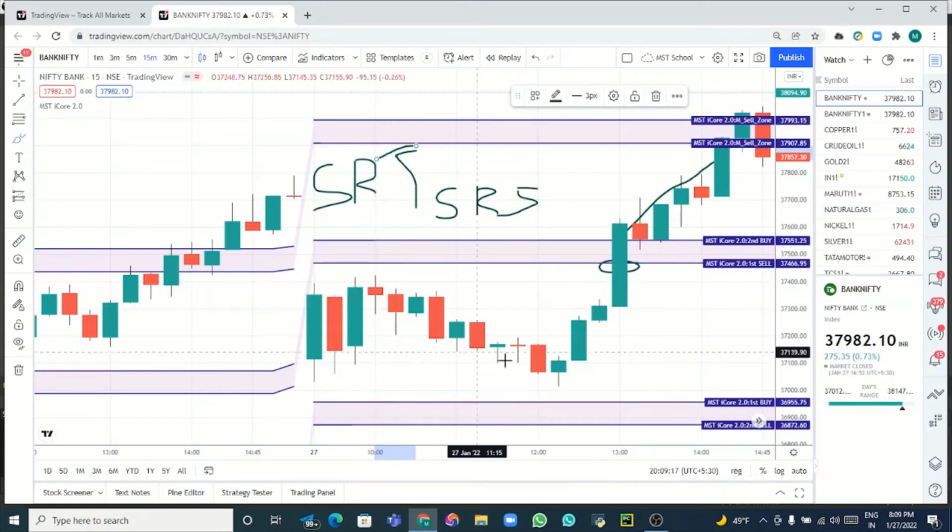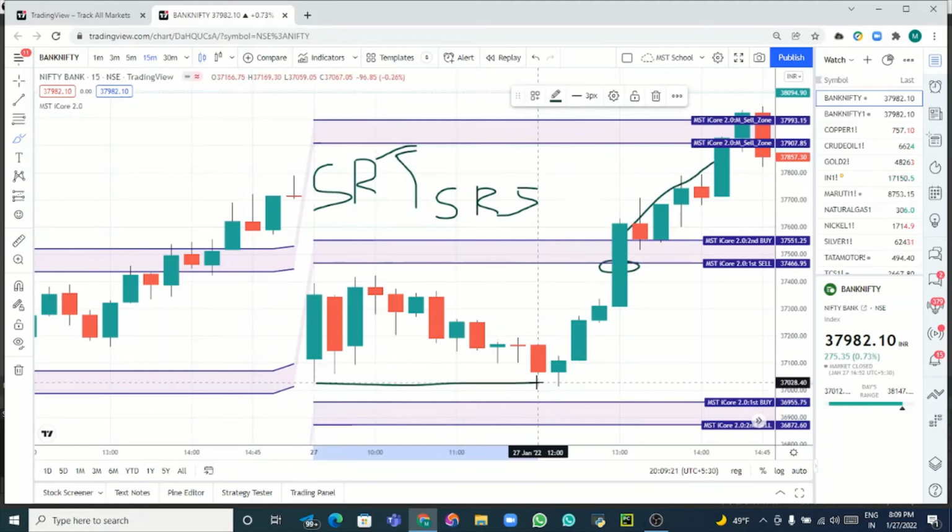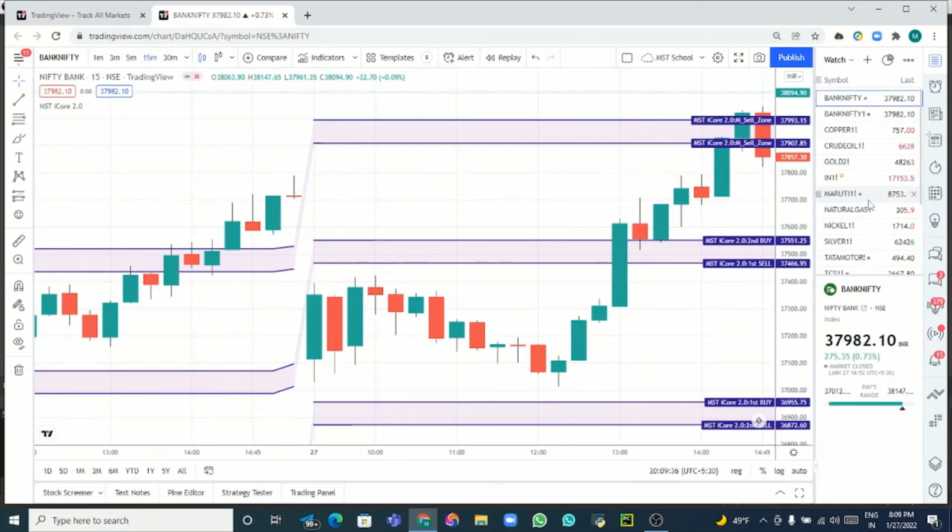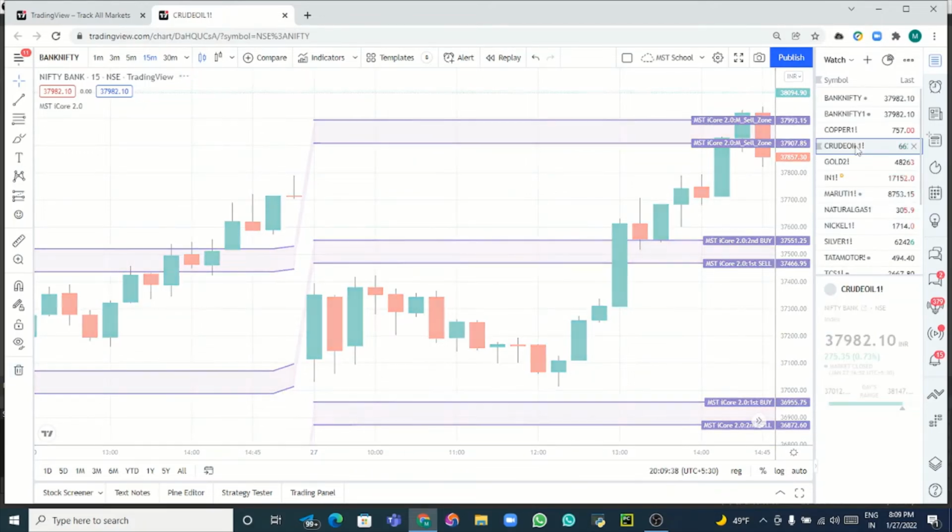Initially we will be waiting for the buy entry. The buy entry got missed here, just by a few points. Sell got activated and SL hit, then the second buy activated, and all the targets have been achieved. So the concept is very simple.